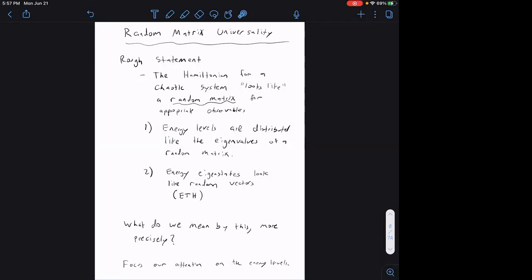We can also make some statements about the energy eigenstates for a chaotic system, and they should in some sense be random. This is called the eigenstate thermalization hypothesis. But we're not going to really talk about that today. We're going to focus on the energy levels and try to make statement one more precise.